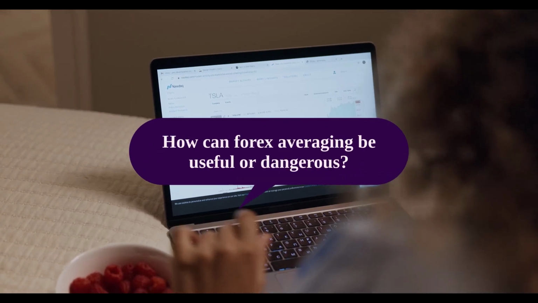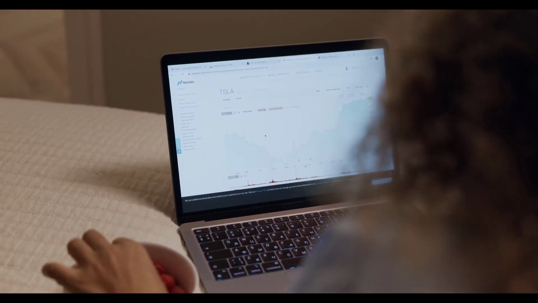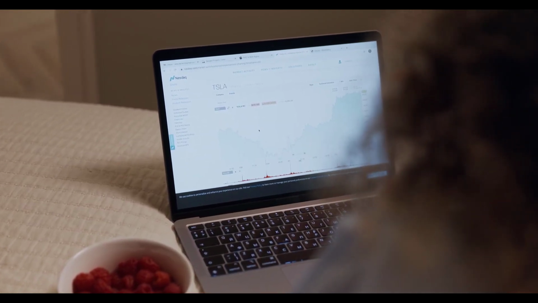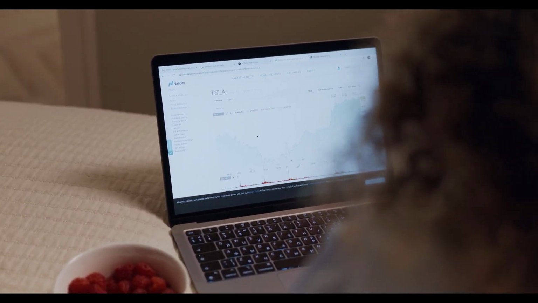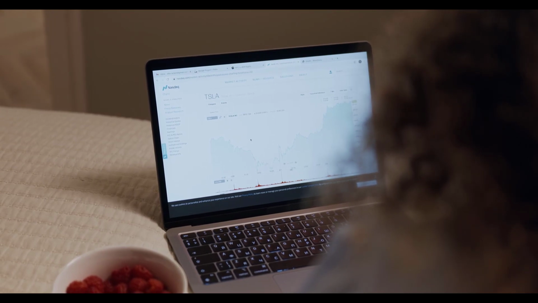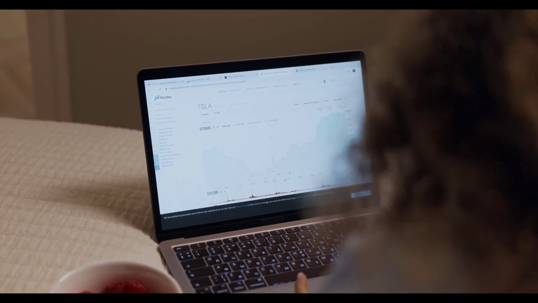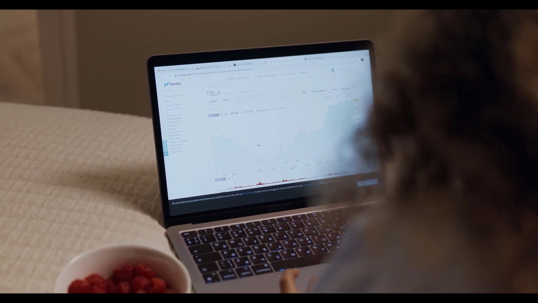How can Forex averaging be useful or dangerous? What is Forex averaging? In Forex trading, averaging is a strategy where traders open new trades against the current trend, hoping that a correction will occur to avoid losses. Some people believe that averaging helps limit losses, but this is not always the case.